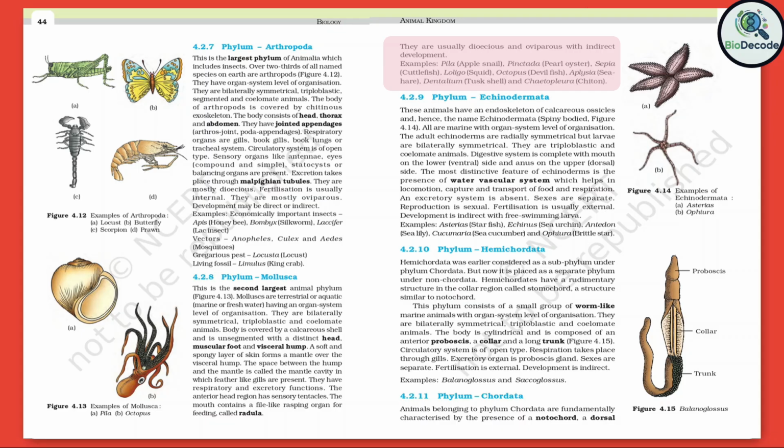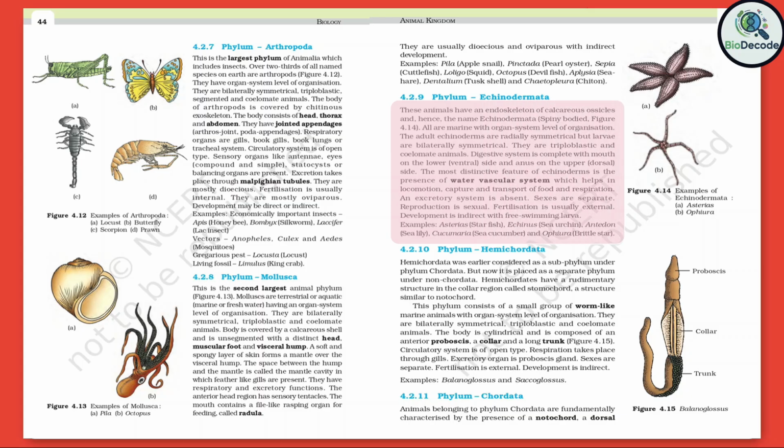Examples: Pila, apple snail; Pinctada, pearl oyster; Sepia, cuttlefish; Loligo, squid; Octopus, devilfish; Aplysia, sea hare; Dentalium, tusk shell; and Chaetopleura, chiton. Phylum Echinodermata. These animals have an endoskeleton of calcareous ossicles and, hence, the name Echinodermata, spiny-bodied. Figure 4.14. All are marine with organ system level of organization. The adult echinoderms are radially symmetrical, but larvae are bilaterally symmetrical. They are triploblastic and coelomate animals.